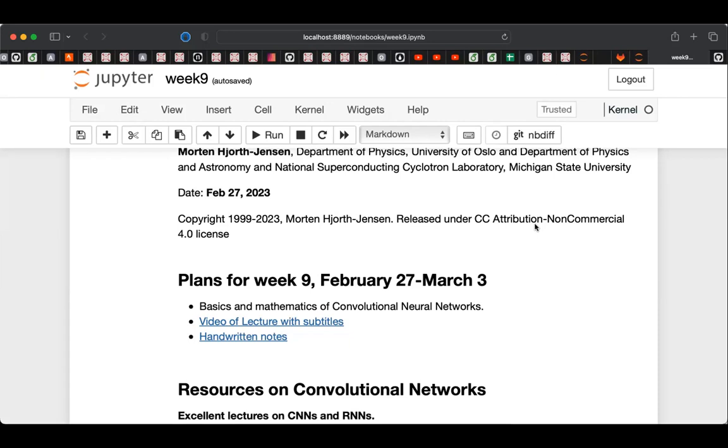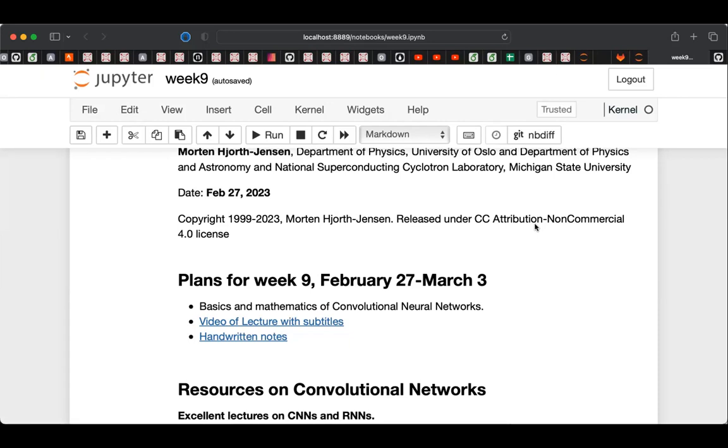If you're familiar with Facebook's library PyTorch, this is a very useful library which can be used for setting up convolutional neural networks. And similarly, TensorFlow with the API Keras are libraries which are extremely useful to use. And we will see examples of that a little bit later.